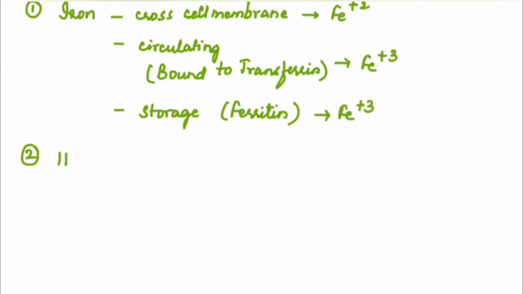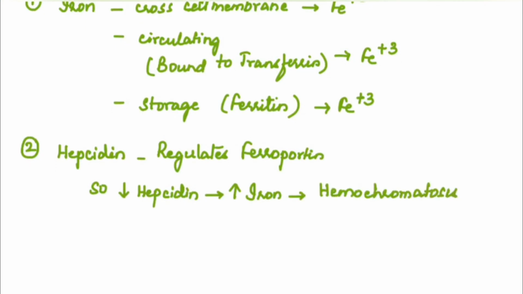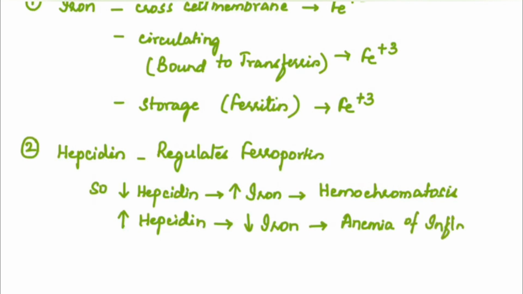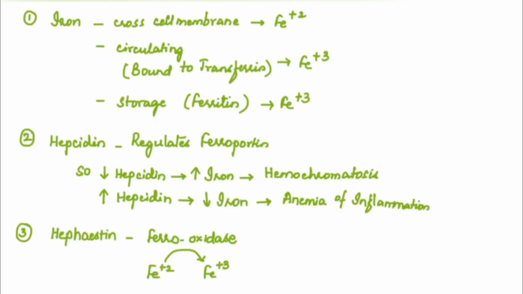Hepcidin is the major regulator of iron metabolism as it regulates the channel ferroportin. So a decrease in hepcidin increases iron levels leading to hemochromatosis, and an increase in hepcidin decreases iron levels leading to anemia of inflammation, also known as anemia of chronic diseases. Not to confuse hepcidin with hephaestin. Hephaestin is the ferrooxidase enzyme which is present on the basal side of the enterocyte membrane that helps to convert ferrous iron to ferric form. So this is all about iron metabolism.